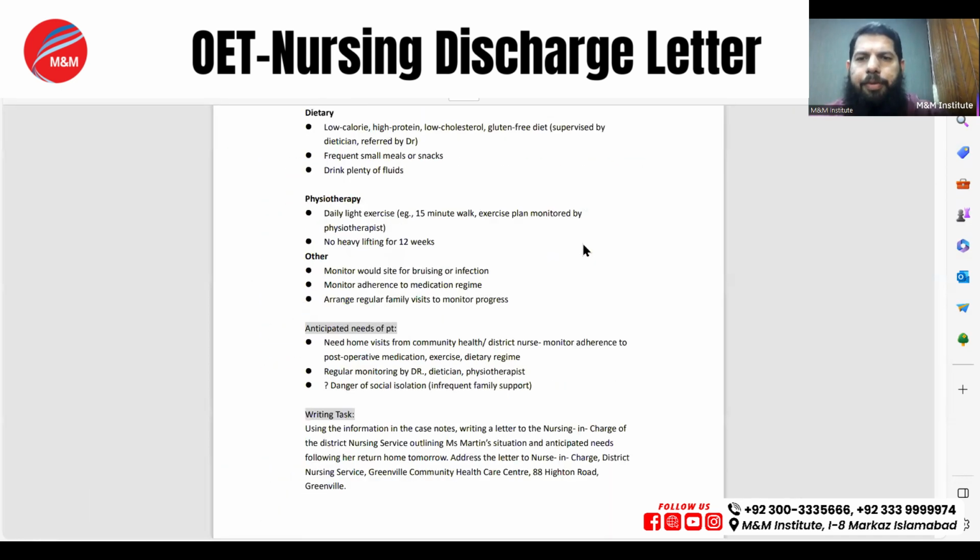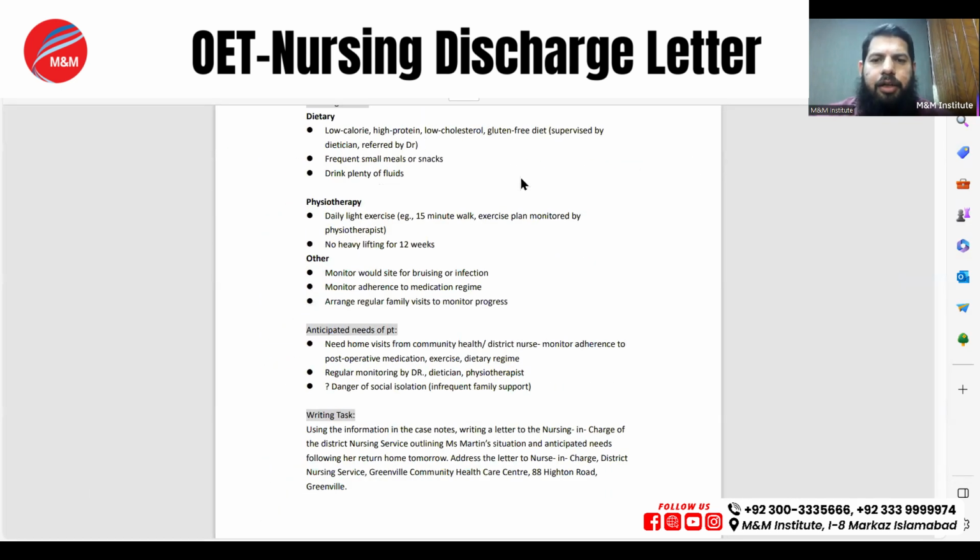At a glance, if you look at the discharge plan, we have the following instructions. The first one is dietary. The second one is physiotherapy. The third is other needs. And then we have the anticipated needs. Then we can see the issues in detail.